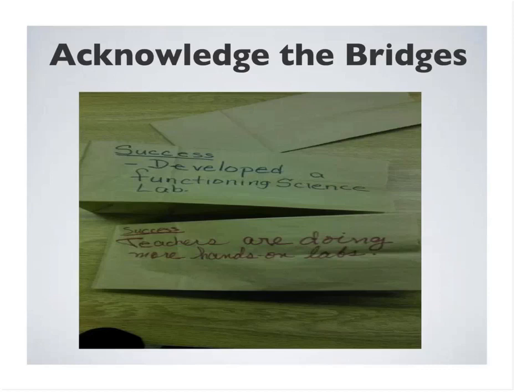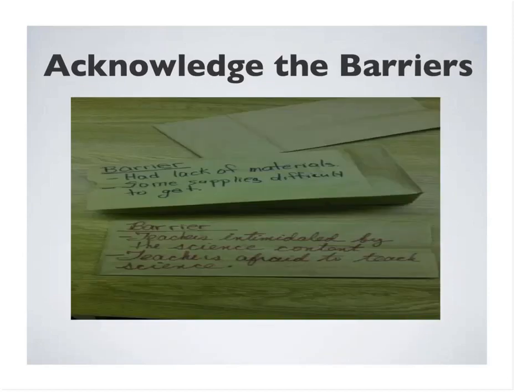You turn that same bag over, and then you're going to write your barriers. Barriers would be things that would impede you from going forward. For example, if you're trying to build a functional science lab, you can have things on the back of that bag like lack of materials, supplies are hard to get. Sometimes teachers are intimidated by the science content, and sometimes teachers are afraid to conduct science experiments. So on one side, you have your bridges.